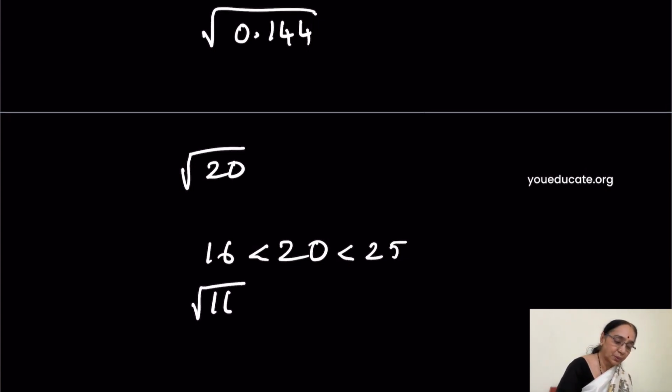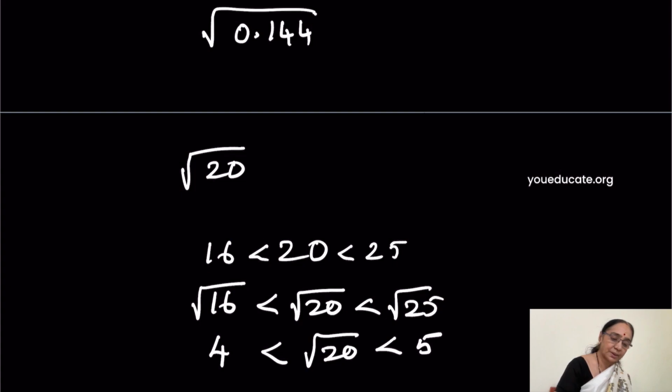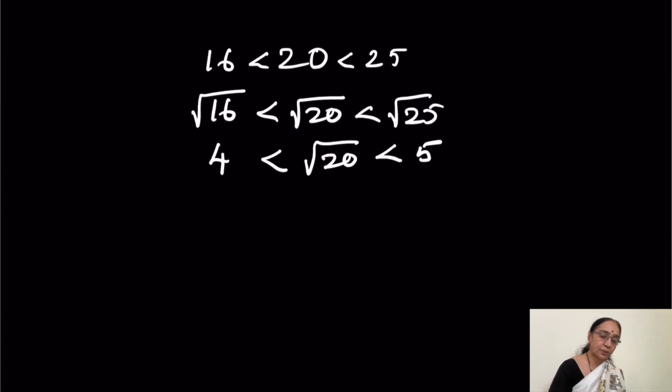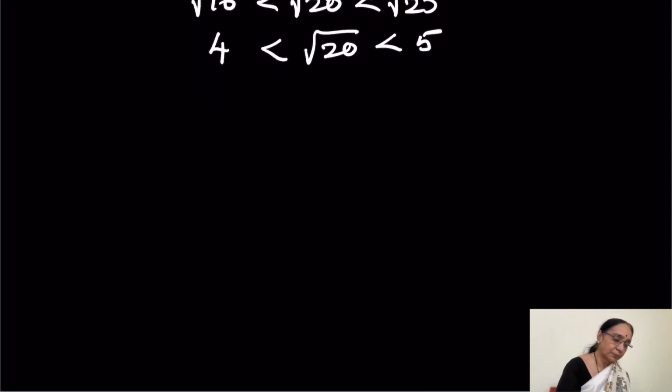Now if I take the square root of 16 is less than square root of 20 is less than square root of 25, taking square roots for all the three, you have here 4 less than square root of 20 is less than 5. So square root of 20, the value lies between 4 and 5. So you can use a graph to approximately find the square root of 20. Now how do you do that?